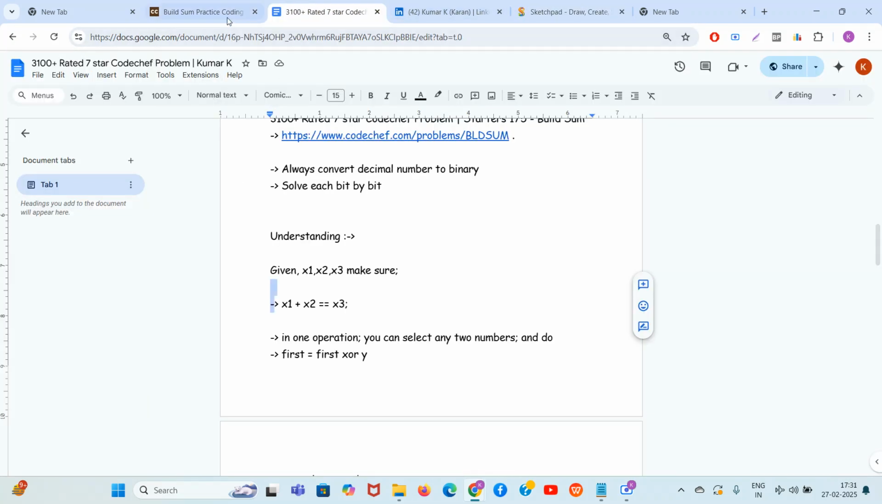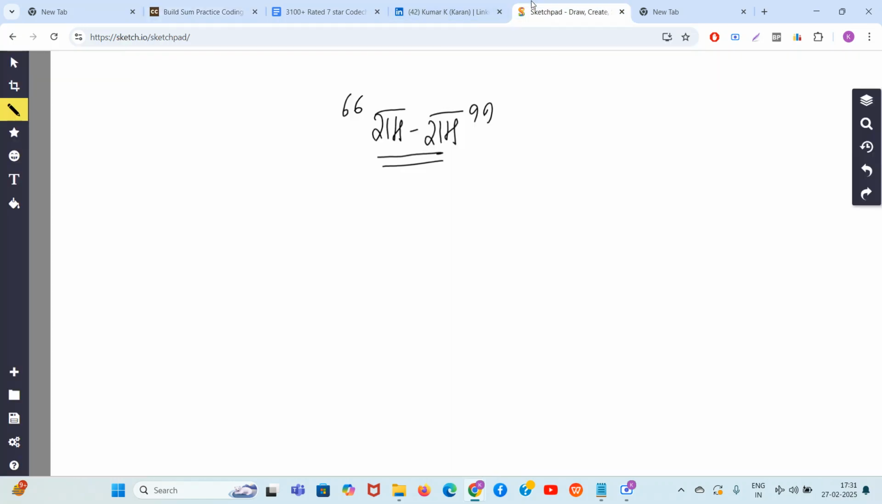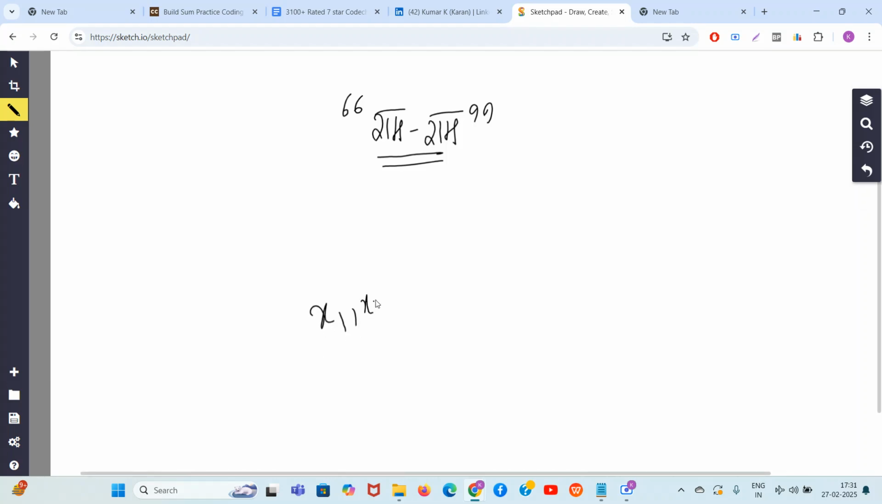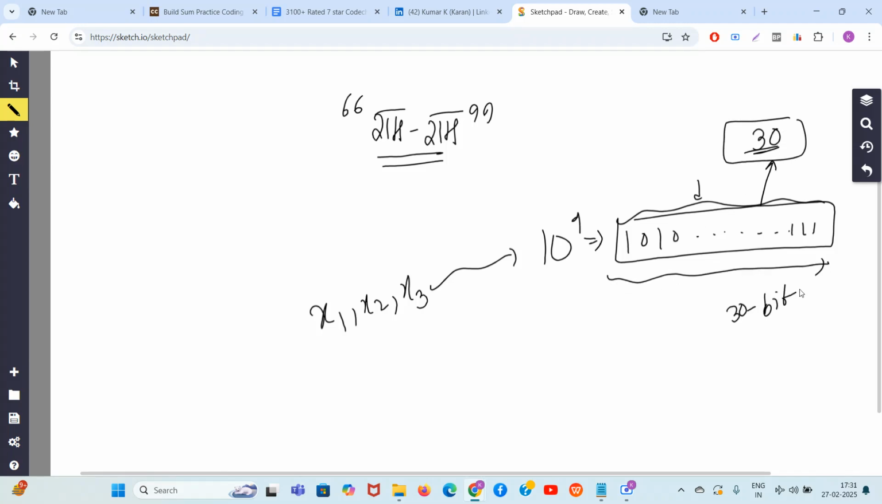We know that x1, x2, x3 given to us will be as big as 10 raised to 9 at max, and 10 raised to 9 can be represented in binary. If I convert it to binary, it will look like this. So the length of this binary representation will be 30 at max. So you only need to travel 30 bits to solve the question. If you travel the 30 bits, then per test case it will take 30 operations. So t into 30 should be the time complexity.